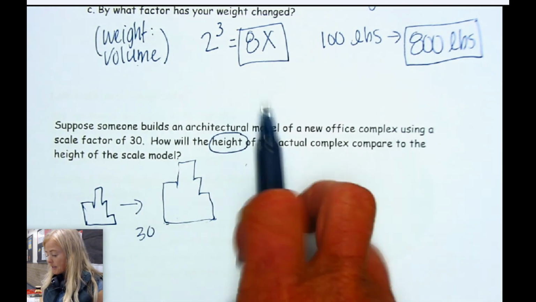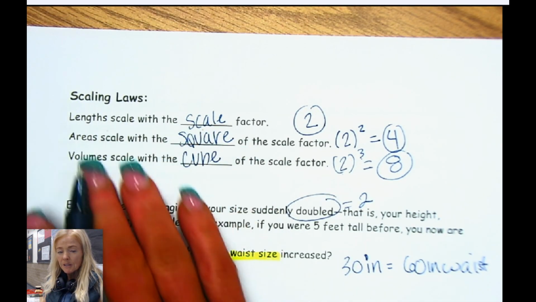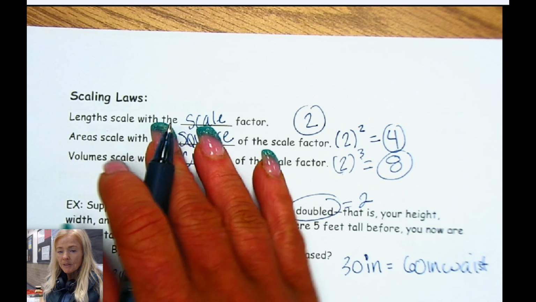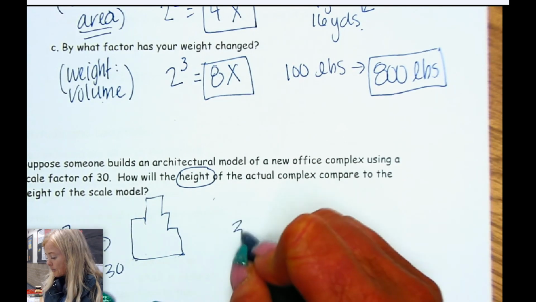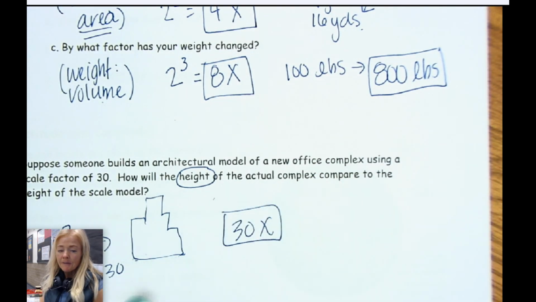Okay, so the height then is going to be which of these three. That's all you have to figure out, and it's going to be a length, isn't it? The height is just the length, so it's the same scale factor. So it would grow with the same scale factor, 30.